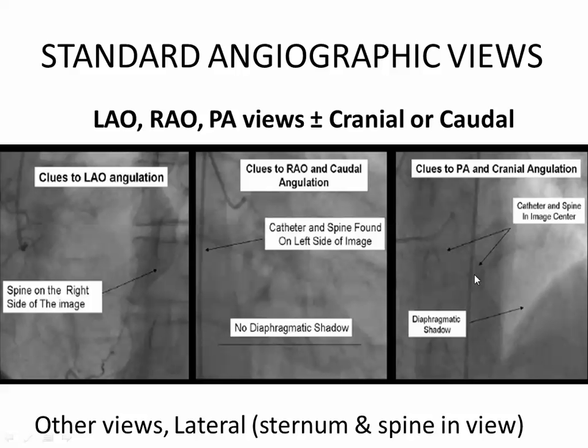Okay? Yes. So you will know it from the shaft in the middle, the spine in the middle, and when you are imaging the left system, you will see that the shaft is cutting the left main or proximal LAD. Okay? So close PA or AP as you want. This is AP cranial because there is diaphragm, catheter and spine in the image in the center.